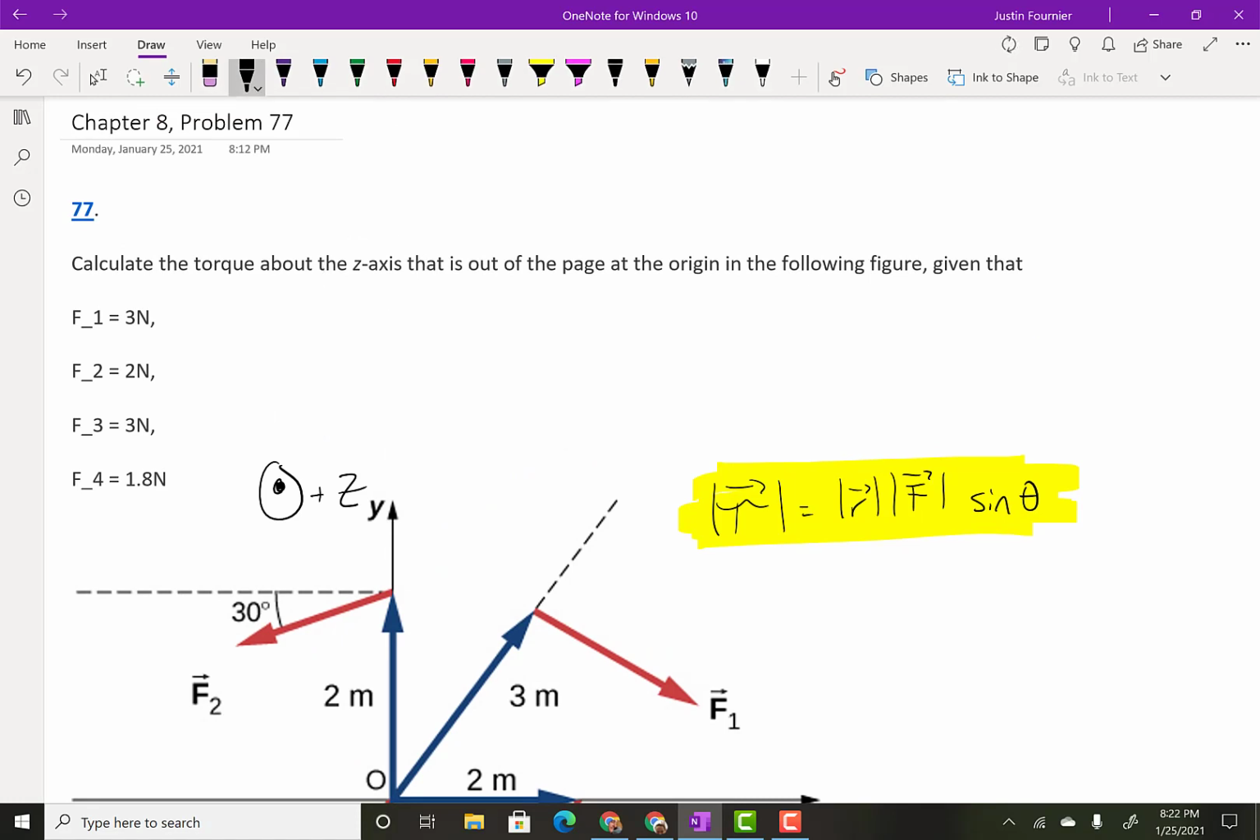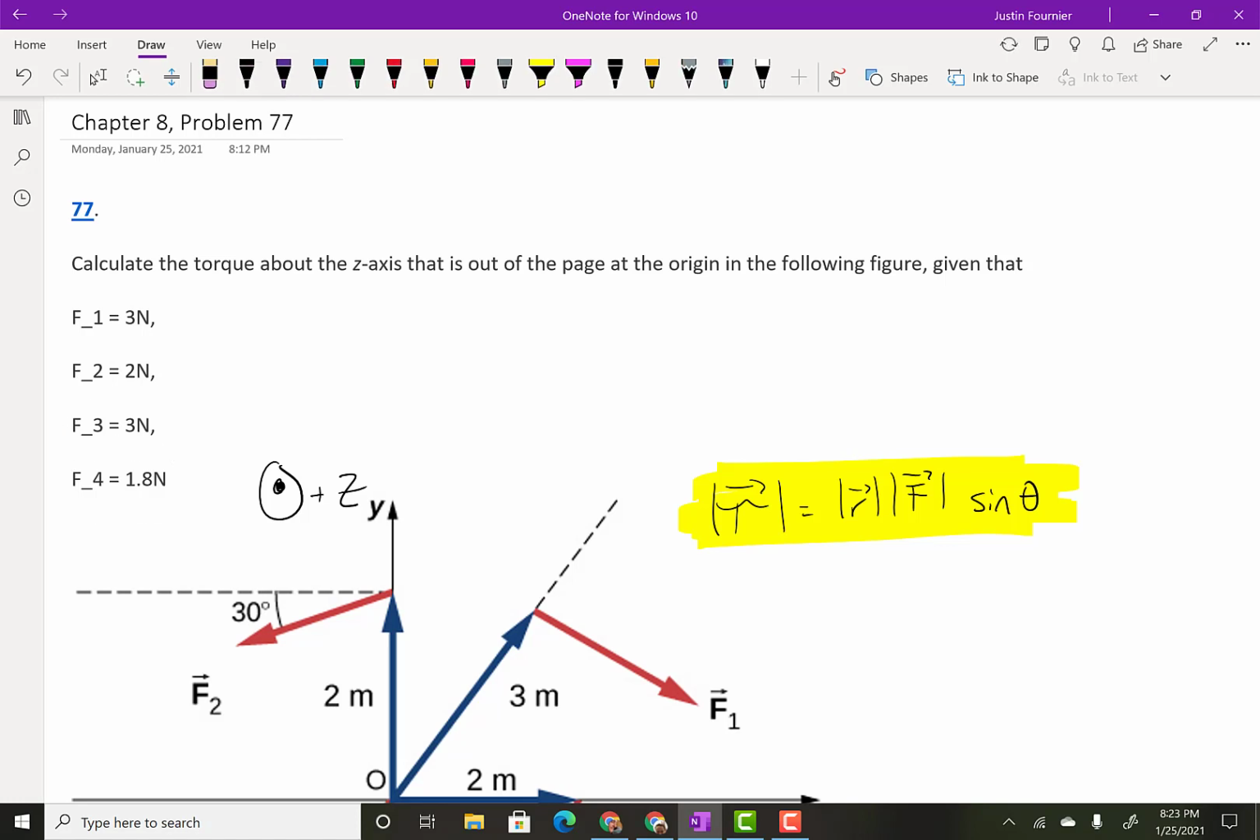Calculate the torque about the z-axis that is out of the page at the origin in the following figure. F1 is 3 newtons, F2 is 2 newtons, F3 is 3 newtons, and F4 is 1.8 newtons.